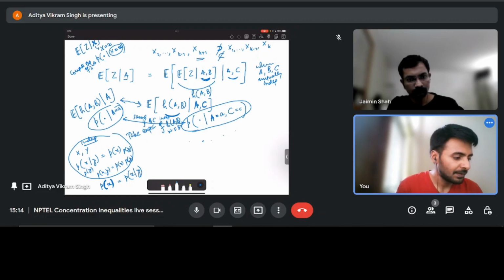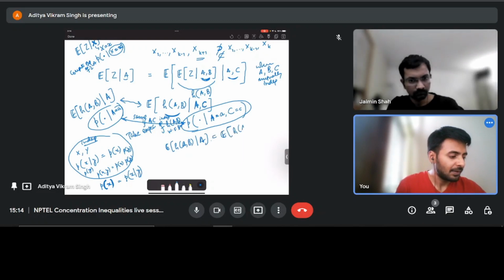So a and c are independent, so these two conditional probabilities would be exactly the same, right? Which means that h, in this case, given a, is the same as h of a comma b given a comma c, right? And we know what h of a comma b is. It's the expectation of z given a comma b, right?